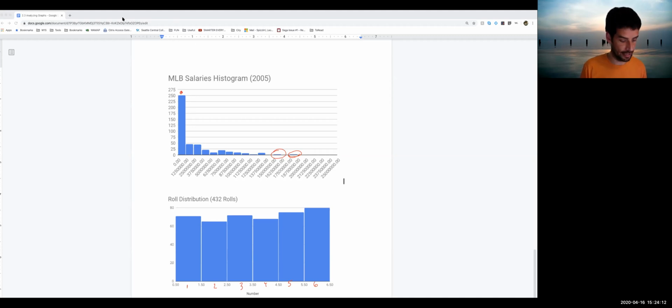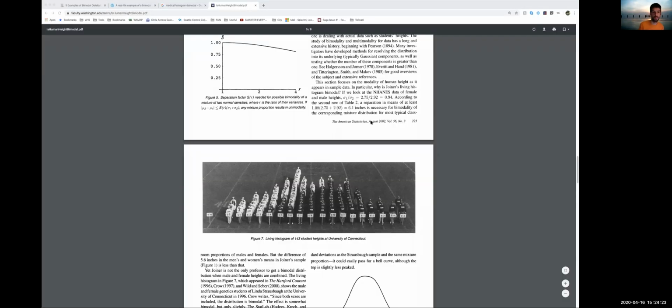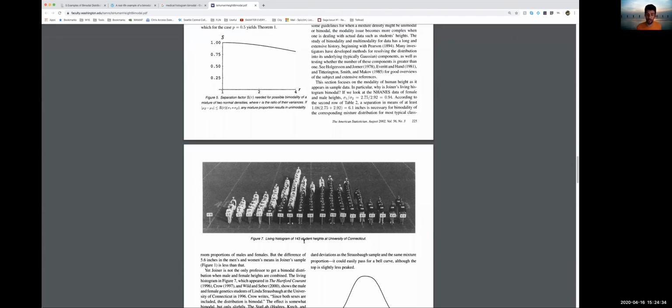All right, let's take a look at another one. Here is an interesting one I found. I think this is the one we're looking at. So we're not going to spend a long time looking at this, but here is a picture of 143 students at the University of Connecticut. If you look closely, these placards in front are heights. This is anybody between 5'0" and 5'1", 5'1" and 5'2", 5'2" and 5'3", and so on, right?